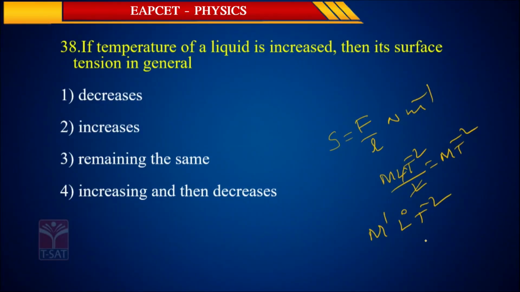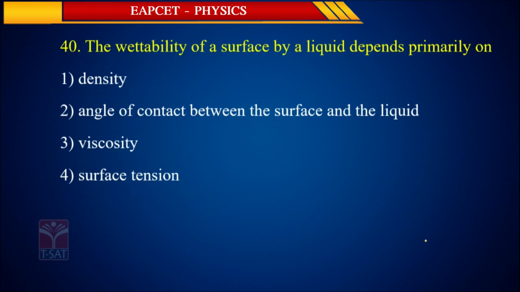Asked in the examination here: the surface tension dimension formula is equal to the dimensional formula of one physical quantity. If they give 4 options, and the force constant or spring constant is there, that is also correct, remember. But here in this question, when temperature increases, the surface tension value decreases. Okay children, the wettability of a surface by a liquid depends primarily on what?